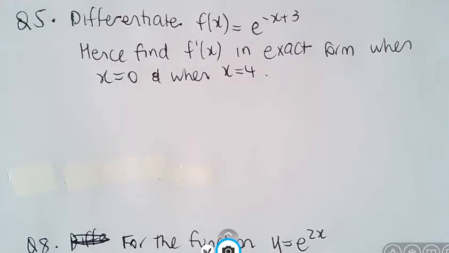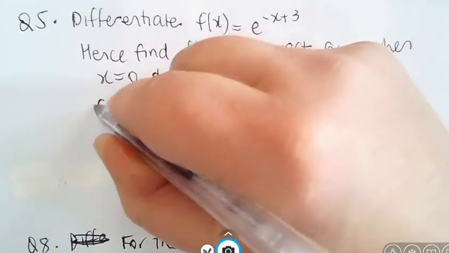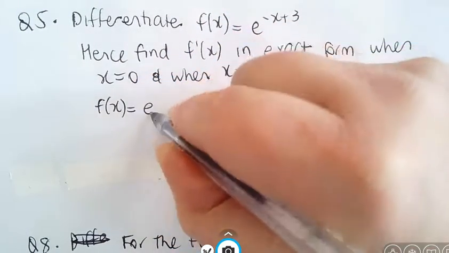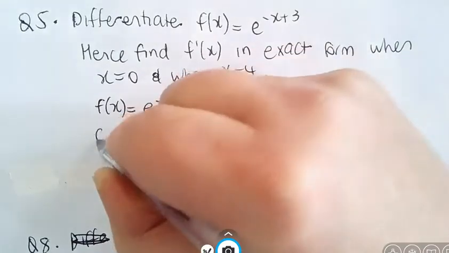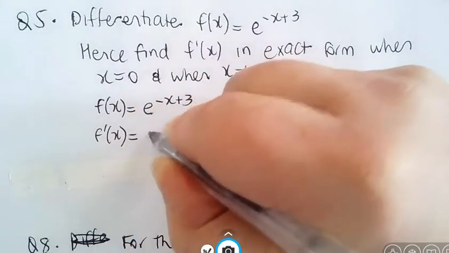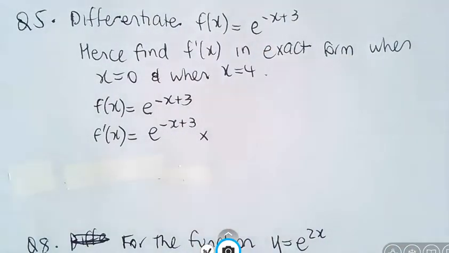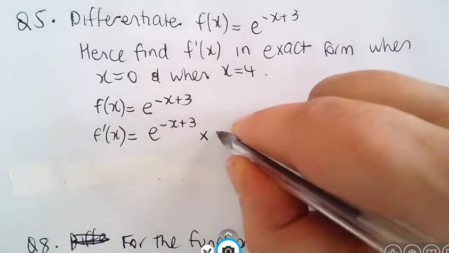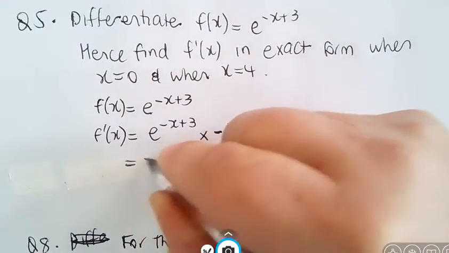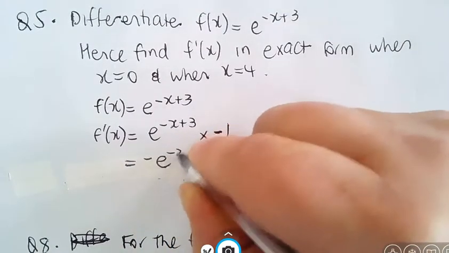All right. Function of x equals e to the negative x plus 3. So function of x equals e to the power of negative x plus 3. You don't need to put any brackets. f dashed x is just e to that power times the derivative of negative x plus 3, which is what? Negative 1. So now we just put a negative in front.